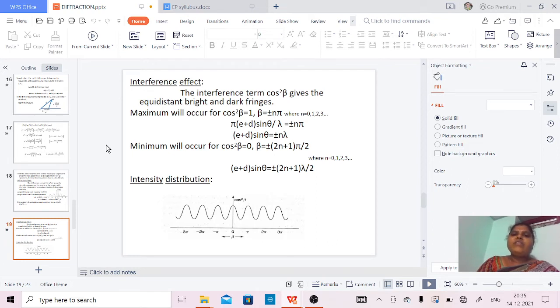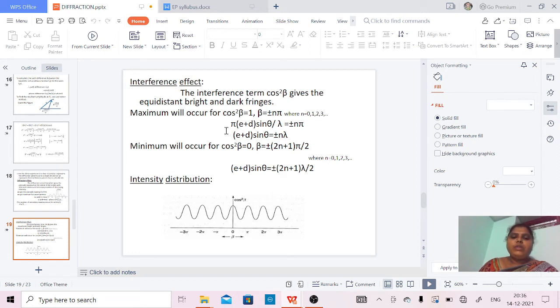We already know that whenever we take parallel glass plates, we can get bright and dark fringes alternately. In the concept of Newton rings also, we can get alternate bright and dark rings. Like that, here we are also getting bright and dark rings due to the interference pattern, which has the value cos square beta. Maximum will occur for cos square beta equals 1, that means beta equals plus or minus n pi, where n equals 0, 1, 2, 3 and so on.